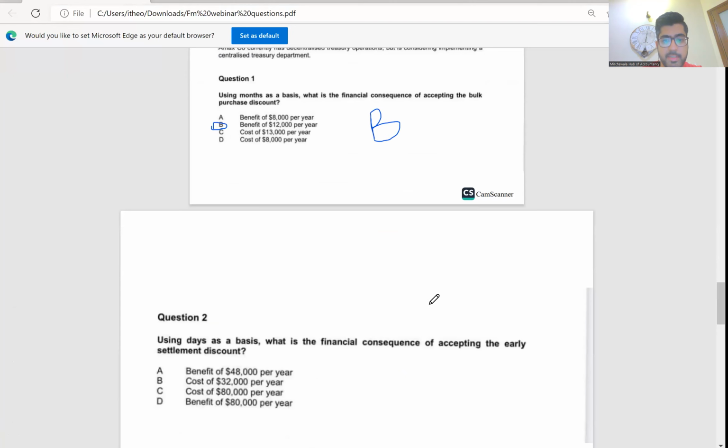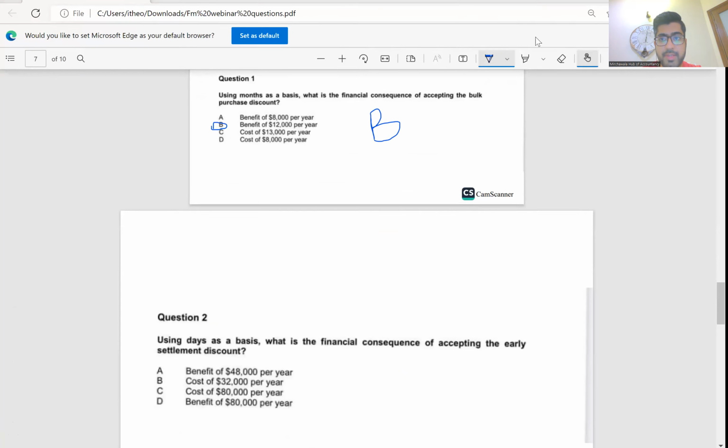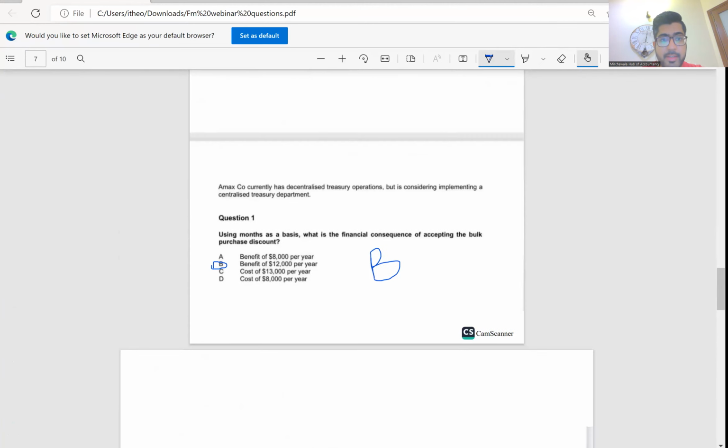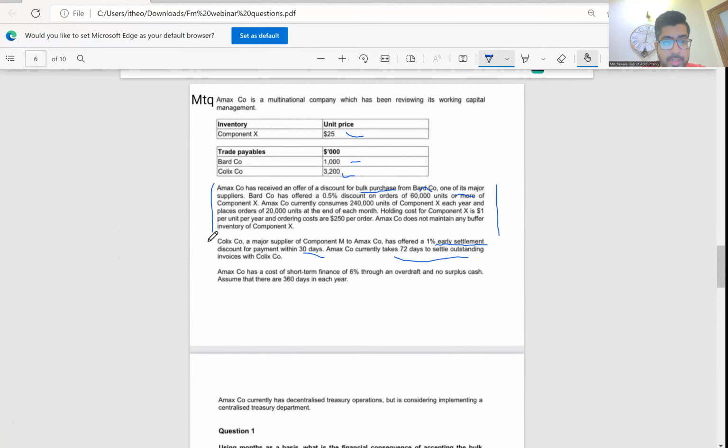Using days as the basis, what is the financial consequence of accepting the early settlement discount? No, this is accepting early settlement discount. Remember, creditor management, whether to accept discount or not, it's accepting early settlement discount. Okay. Now, early settlement discount relates to creditors.